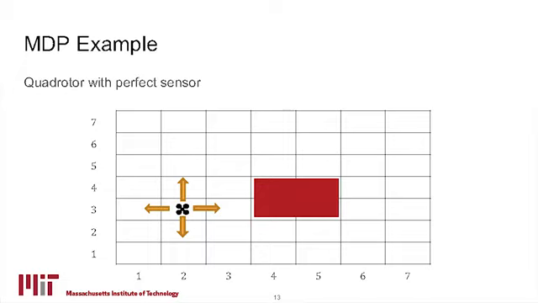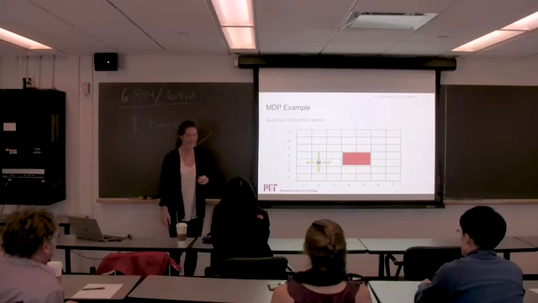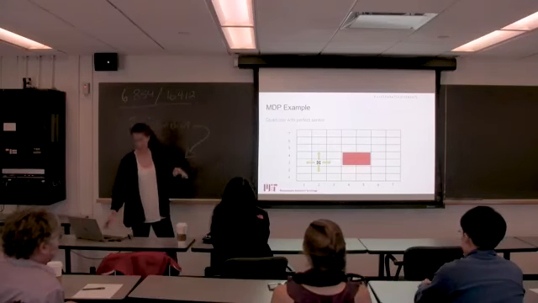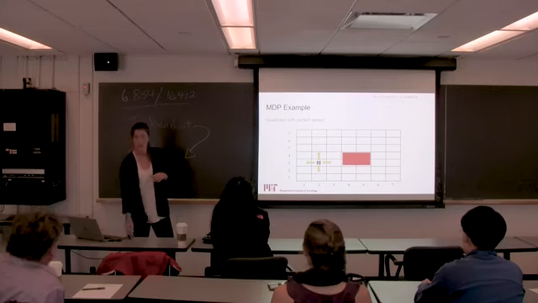So let's walk through an example. If we have a quadrotor with a perfect sensor, and let's put it in this environment where we live on a 7 by 7 grid. Our set of states are obviously the grid spaces. Can anybody tell me what some of the actions might be? Yep, up, down, left, right. In this case, we call them north, south, east, west, or null.